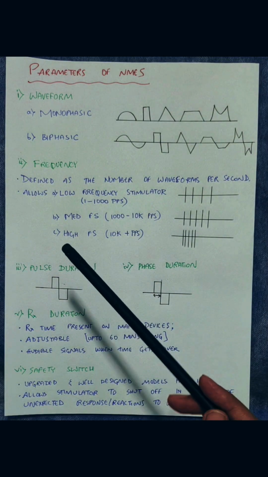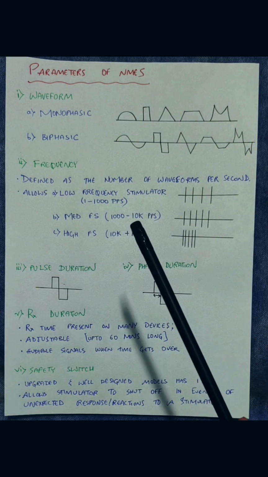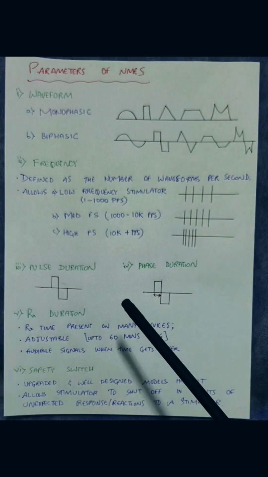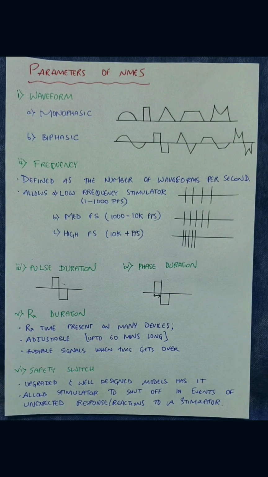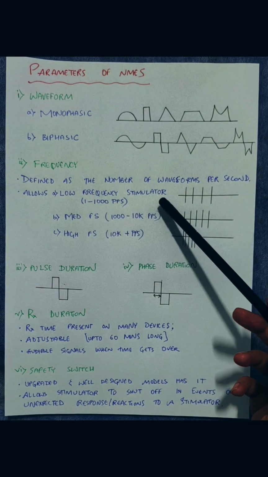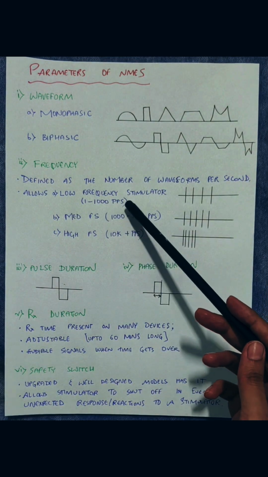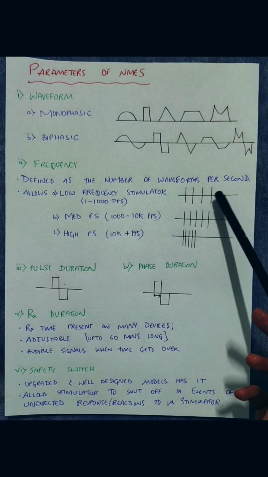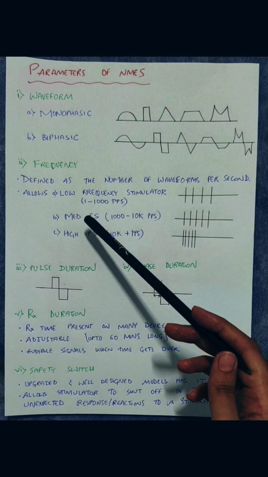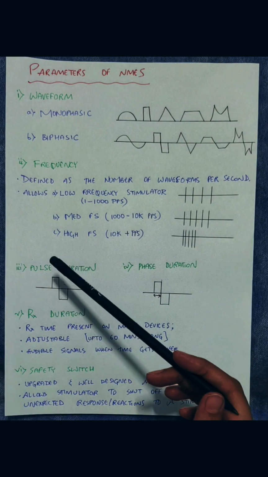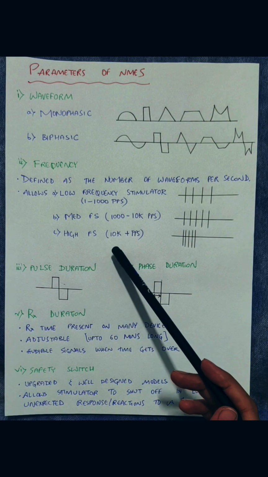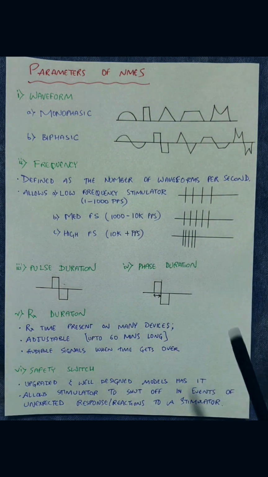The frequency is defined as the number of waveforms per second. It allows the user to set the number of pulses per second to be delivered from each channel. There is a low frequency stimulator having 1 to 1000 pulses per second. There is a medium frequency stimulator having 1000 to 10,000 pulses per second. There is a high frequency stimulator having 10,000 plus pulses per second.